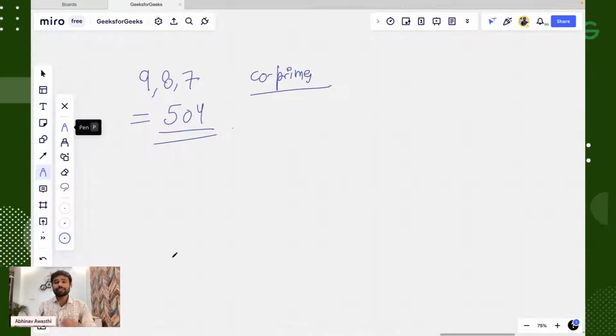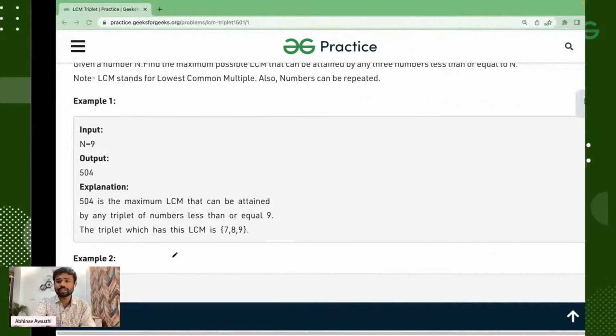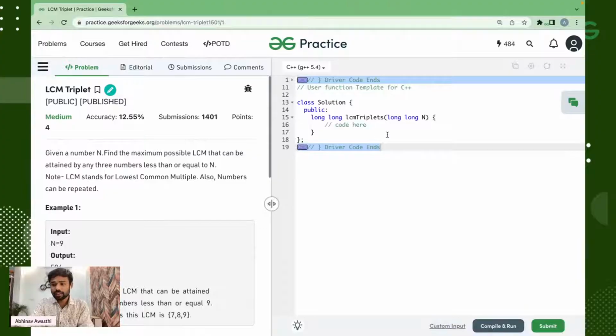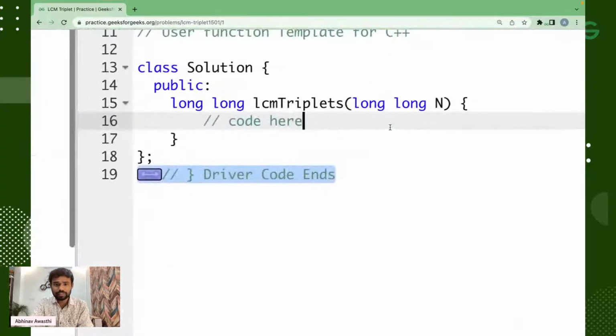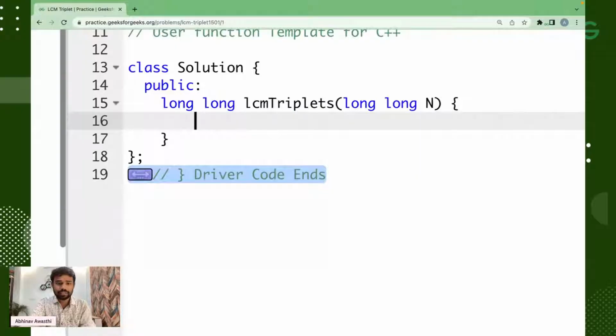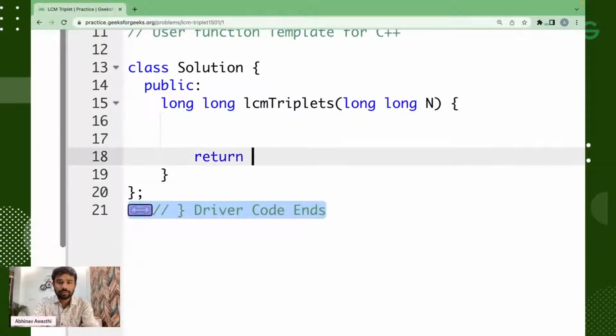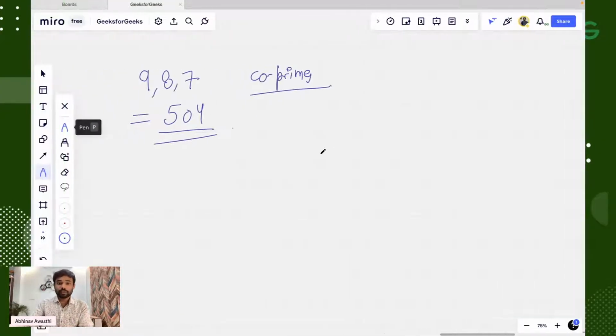Now guys, that will not always be the answer. If you are thinking that we will simply return n into n minus 1 into n minus 2, that will not be the case. There will be some corner cases for it. The very first corner case, which is just visible to you all, is when we use this particular formula.